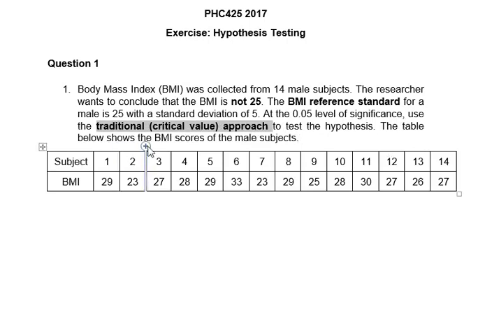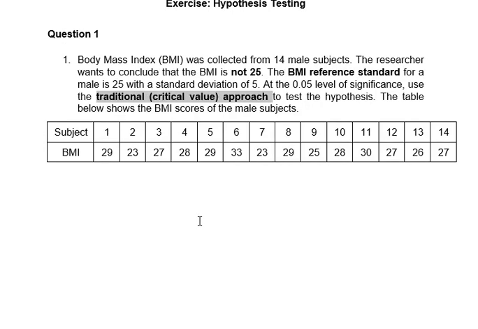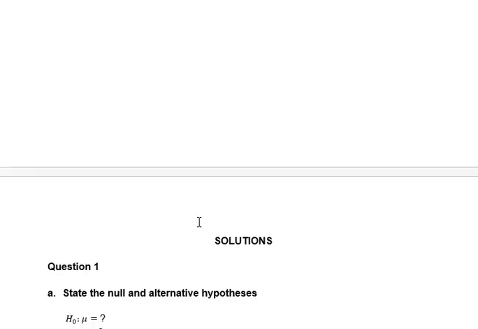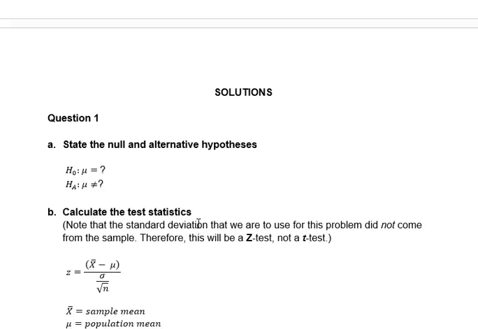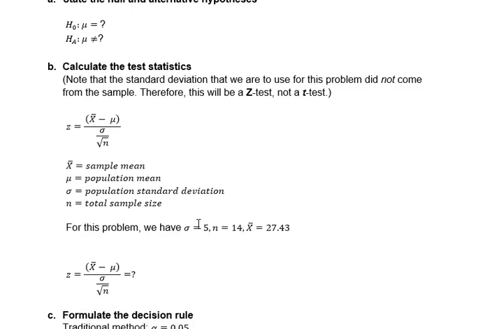The table below shows the BMI scores of the male subjects. You can see that we have 14 subjects and the BMI value for each of the subjects. How to solve this question? As I mentioned in the class, there are 4 steps in order to solve these questions.